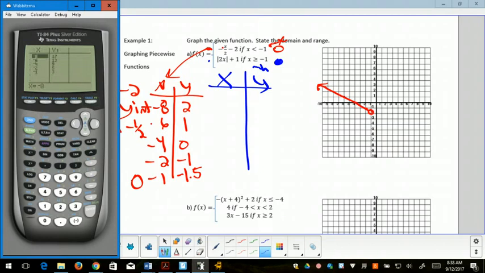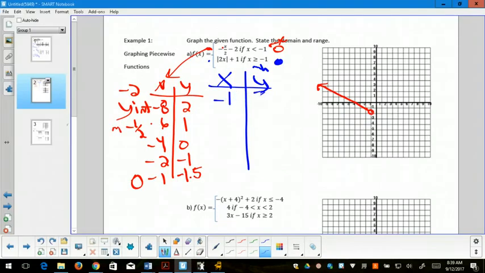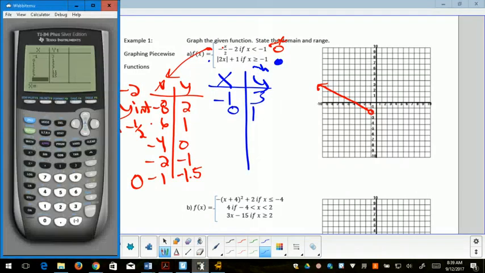And this is from -1 up. So I need to make sure to include -1 and 0 and 1. And then I might just do 3, 5, 7, because we know it's going to have a linear type behavior. We already see the bend there. So here I have -1, 1; 0, 1; 1, 3; 3, 7.